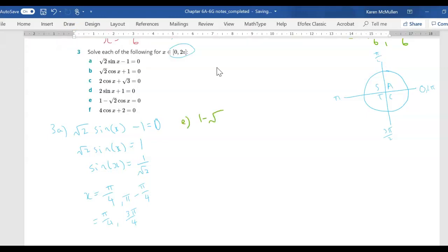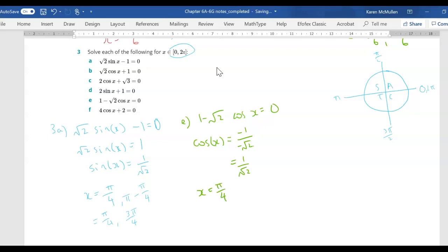1 minus root 2 cos x equals 0. Okay, so this time we're going to have cos x equals, so that 1 is going to come over as negative 1, and then we're going to divide by negative root 2. All right, so just be careful with that. So negative root 2. So we're going to end up with 1 over root 2. So that gives us x is equal to pi on 4.